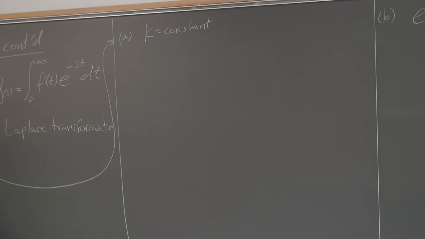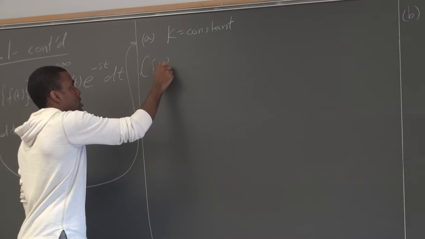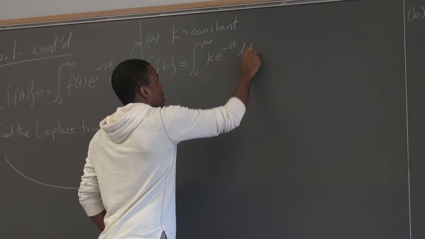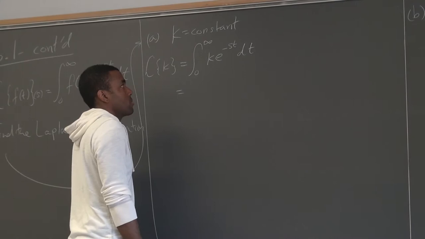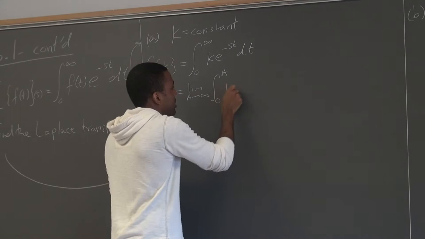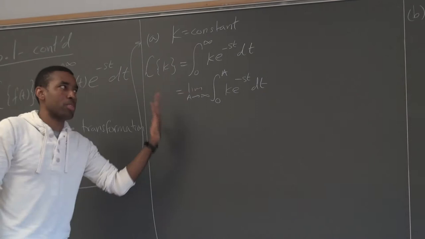The Laplace transform of k is equal to the integral from 0 to infinity of k e to the minus st dt. How do you integrate that? The limit. If you remember our calculus 2 training, we're really supposed to be taking a limit here. In general, we do it informally and skip this whole part. We know that we're taking a limit as we go to infinity, but okay, so then what?